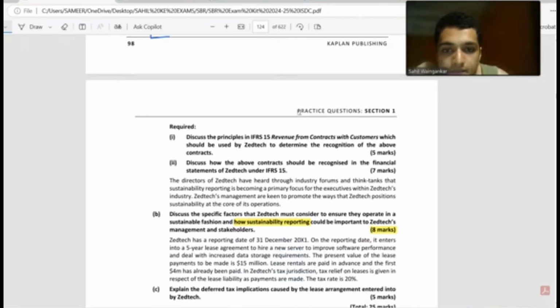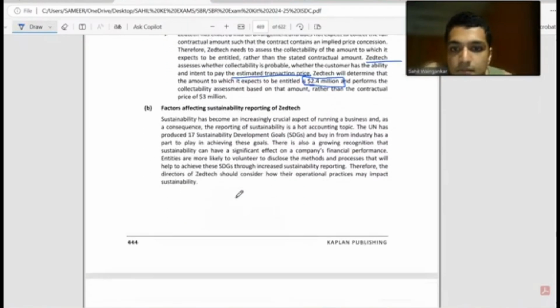और क्या हो सकता है. डिस्कस स्पेसिफिक फैक्टर्स कंसिडर. ये सारे फैक्टर्स को कंसिडर करना चाहिए जेडटेक ने. और कोई पॉइंट्स होंगे तो चलो देख लेते हैं उनके आंसर में.